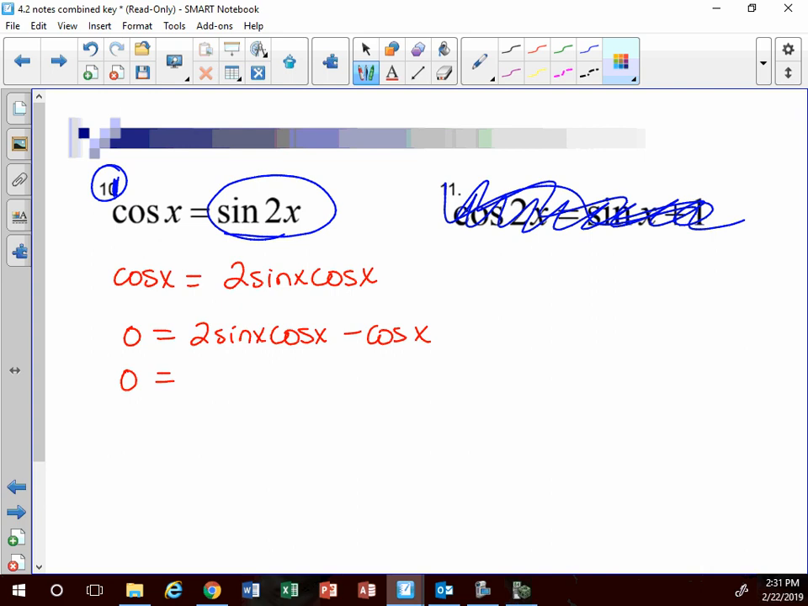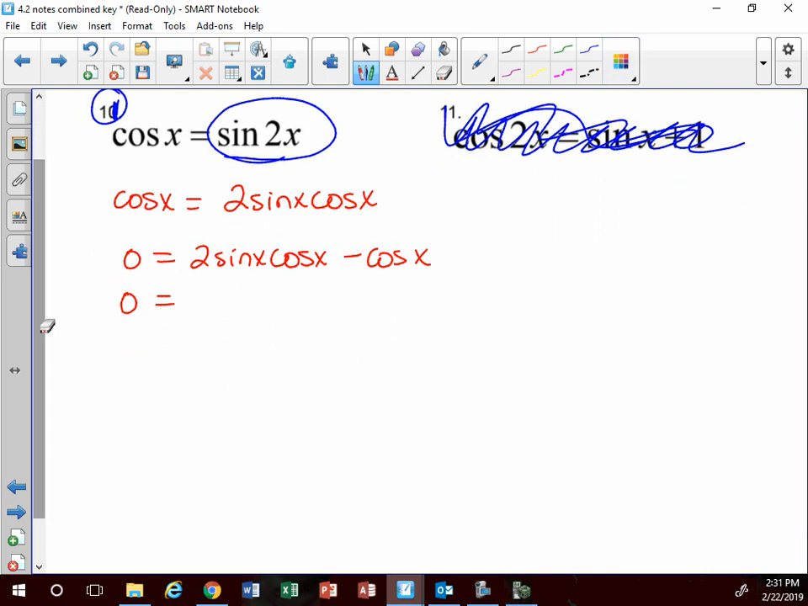Close. Let's factor. Take out cosine. What do you want me to say again? She wants you to repeat the whole process. The whole thing? Okay. Cosine is cosine. Sine of 2x is this. That's a formula from last unit. Then all I did was move this cosine over to this side, so that's why it's subtracted now. Then I factored. Now that I have it factored, I can set my factors equal to 0.